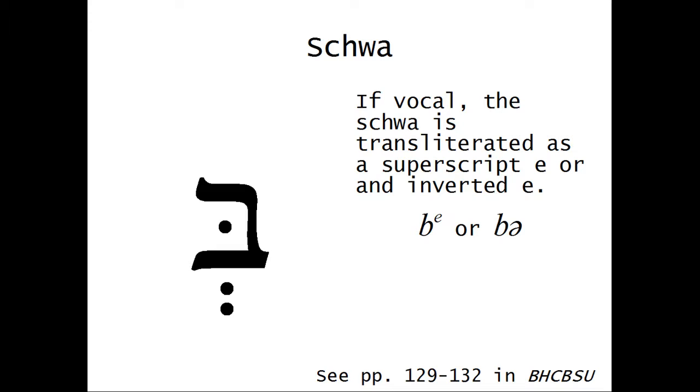If it is vocal, it will be transliterated either as a superscript E, kind of to indicate its diminutive nature, or an inverted E. If it is not vocal, if it is a silent schwa, it's left out both for the purposes of pronunciation and transliteration. It simply indicates that a syllable is closing.